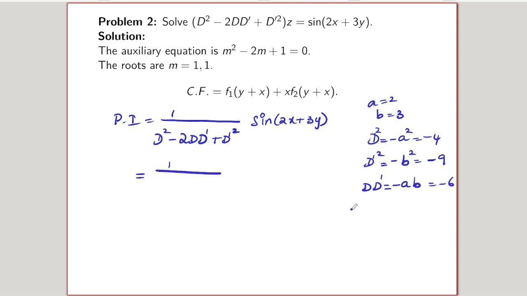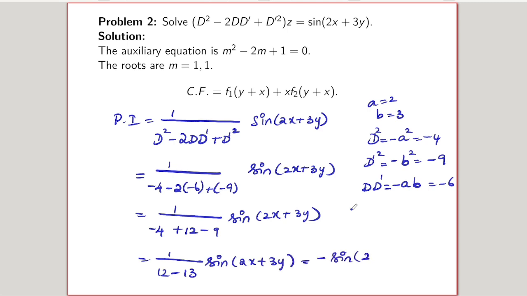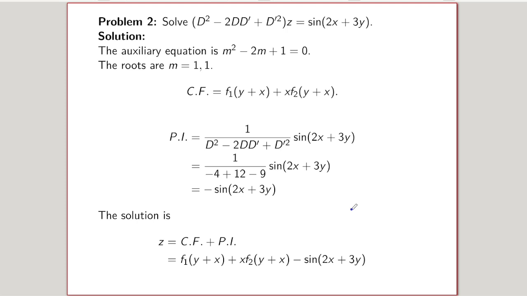We will get 1 by (D square is minus 4) minus 2 into (D D dash is minus 6) plus (D dash square is minus 9) into sin(2x+3y). This is equal to 1 by (minus 4 plus 12 minus 9) sin(2x+3y). This is equal to 1 by (12 minus 13) sin(2x+3y). We can write it as minus sin(2x+3y). Since the denominator is non-zero, this will be our particular integral. So the complete solution can be written as CF plus PI.